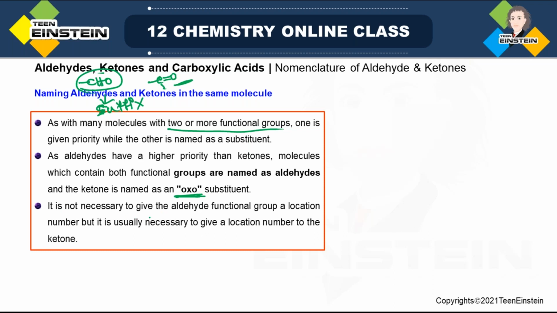It is also not necessary to give a location number for the aldehyde functional group because this is the highest priority group. But for the ketone, as it is the substituent, you have to give the location number. Because for the aldehyde, as it has the highest priority, by default it will always have the number 1 position, the carbonyl carbon. So separately you don't have to mention that. But what is the position of the C double bond O of the ketone? That you have to mention.